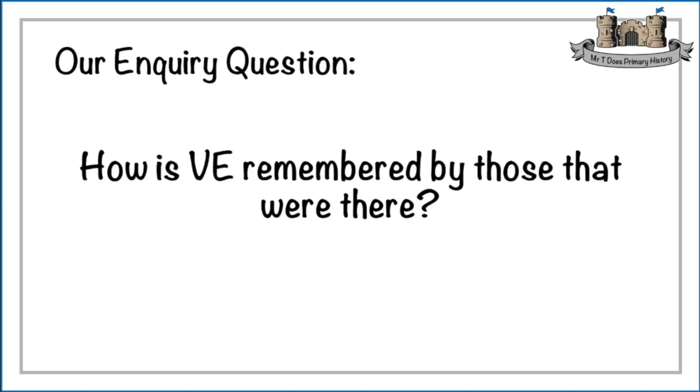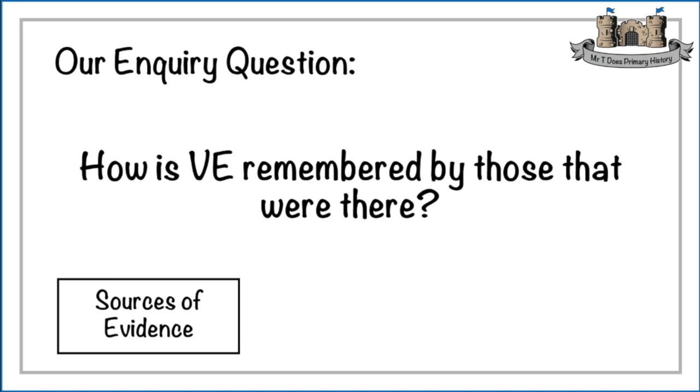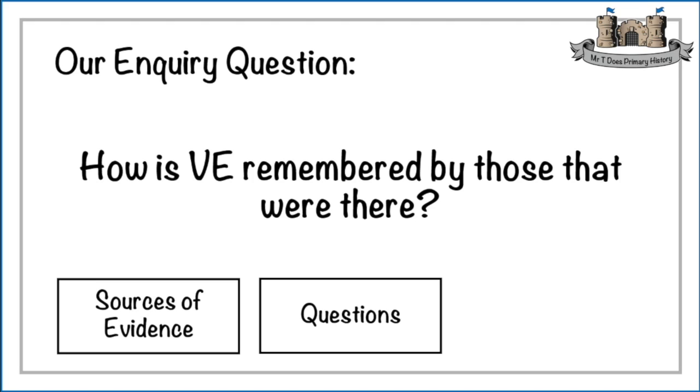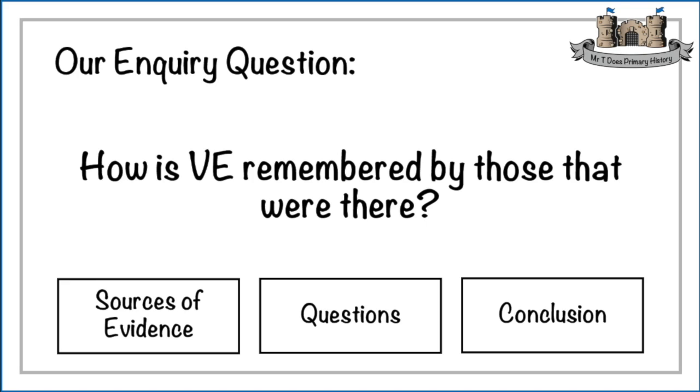And we're going to look at this using three different things. Number one, sources of evidence. In history, we have to use sources of evidence to find out the answer. We'll have a look at those in just a second. We're also going to be asking lots of questions. Questions are really, really important because they help us find out answers, but they also help us find out more about something, because when we've answered the first question, we might want to ask a second question to help look a little bit deeper. And then at the end, we need to write a conclusion.